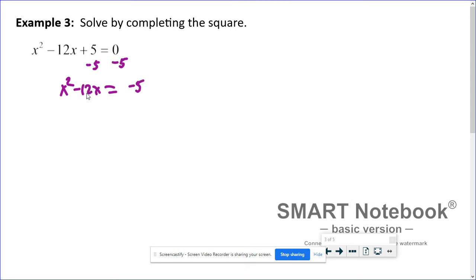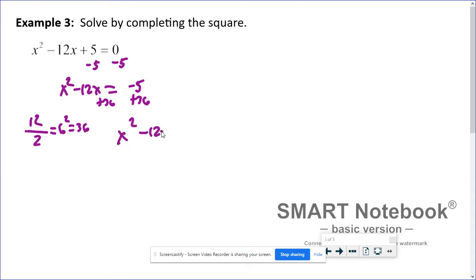Right? Now you're going to take the 12. It doesn't matter that it's negative, because when I square it's going to be positive anyway. So I'm just going to write 12 divided by 2, and you get 6. And you square that and you get 36. So I'm going to add 36 to both sides. That step is what makes this called completing the square, because I just made that a perfect square trinomial now.